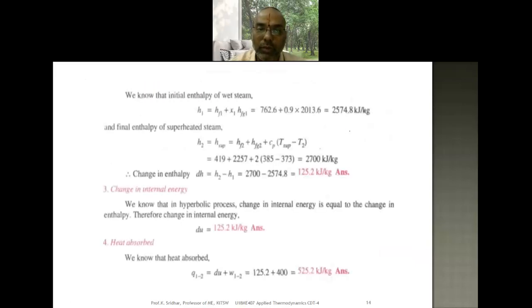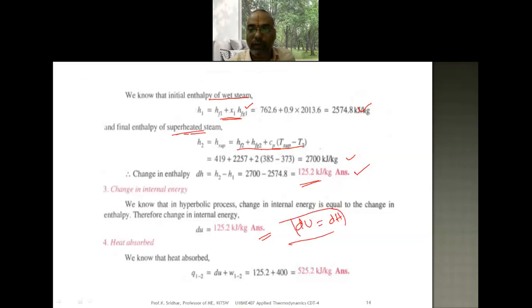Similarly, you find out the values of H1 and H2. So dH is equivalent to H2 minus H1 because the initial condition is wet steam. So H1 is equivalent to HF1 plus X1 into HFG1, and the final condition is superheated steam. You know the formula of the superheated steam enthalpy. So substitute all the values, you can find out the H2 value, and here is the H1 value. The change in the enthalpy is equivalent to 125.2. And similarly, the change in the internal energy is also equivalent to the change in the enthalpy. That is, in this particular process, dU is equivalent to dH. So automatically the same value holds for the change in the internal energy.